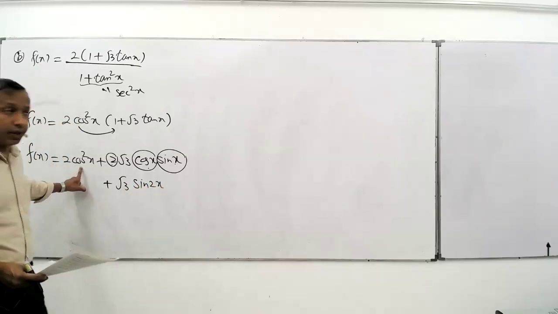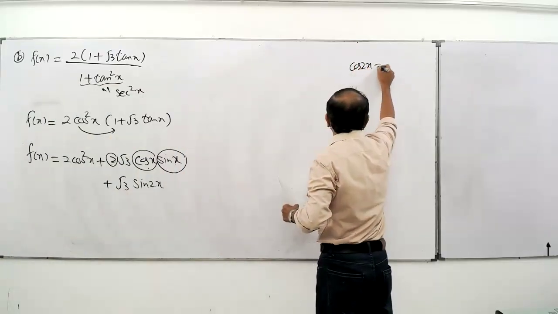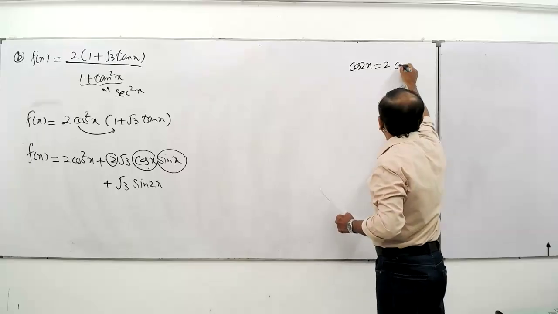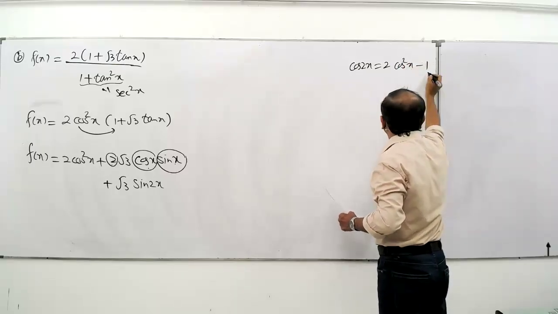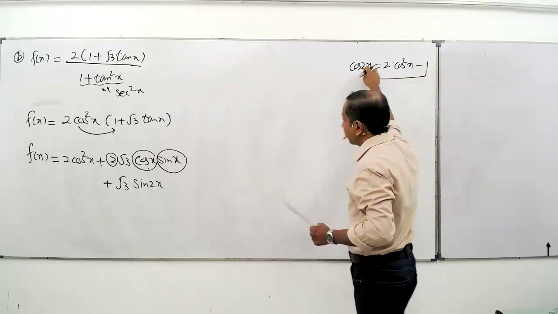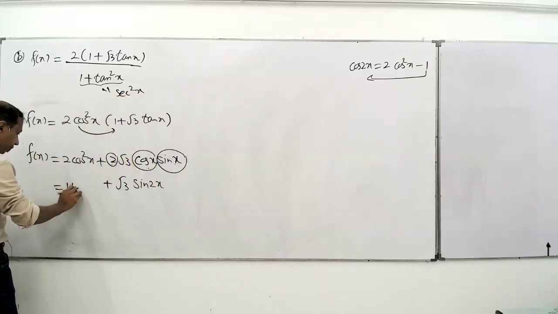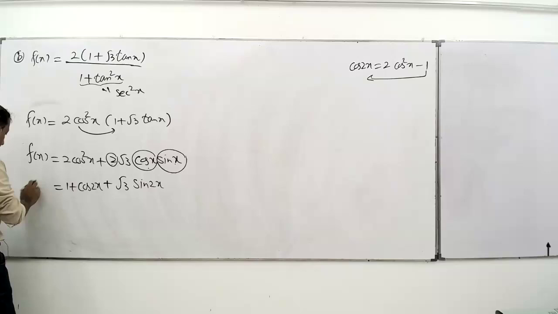Here this cos squared x. You know, for cos 2x, we have a formula this way: 2 cos squared x minus 1. Once I bring this to this side, 2 cos squared x is going to be 1 plus cos 2x. And then write down here, 1 plus cos 2x. This is your f(x).